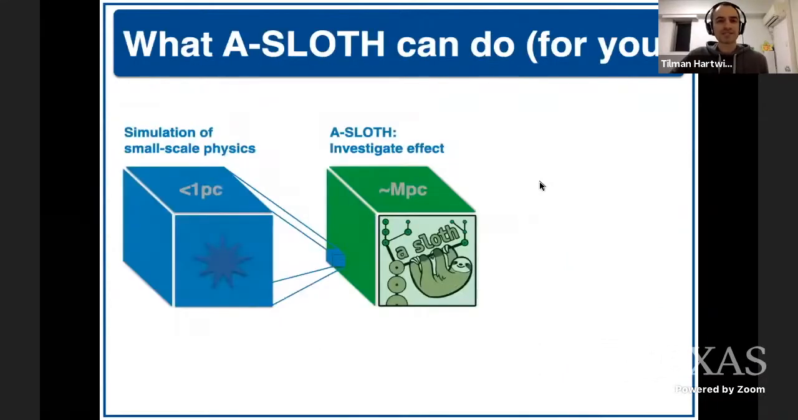And just one slide on what A-SLOTH can do for you. A-SLOTH usually operates on megaparsec scales. So for example, we can simulate Milky Way-like galaxies. And if you have a simulation on much smaller scales, so if you simulate POP3 star formation, really the fragmentation, or if you have a new seeding scenario for supermassive black holes, or a new table of yields of the first supernovae, you could implement those into A-SLOTH and then see what the effect is on large scales. What are the statistics, or how likely are those conditions to be realized under cosmological conditions?